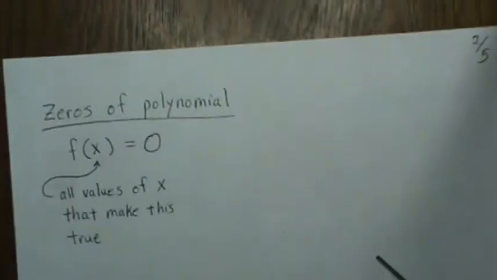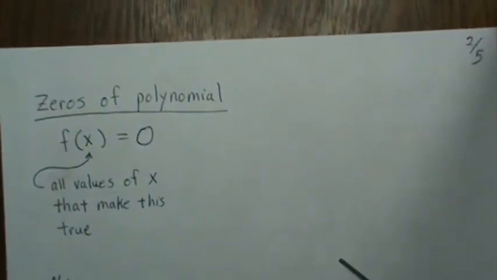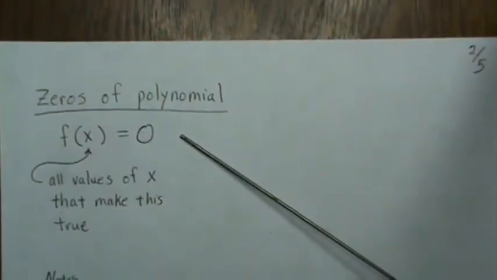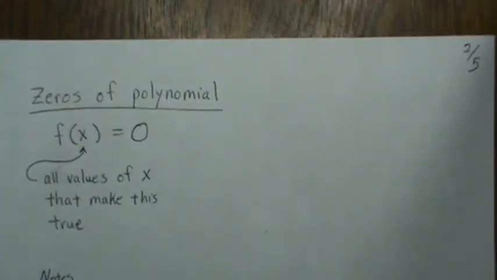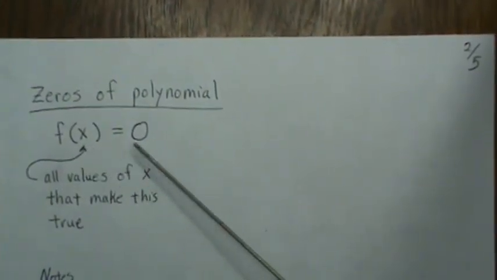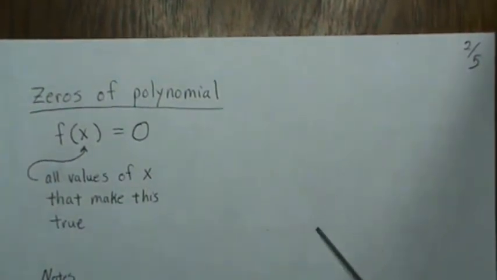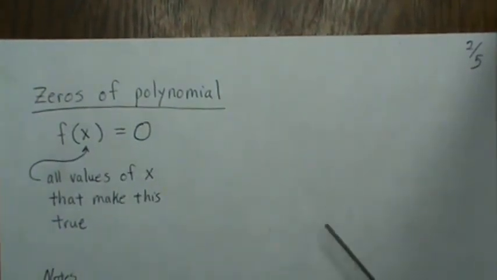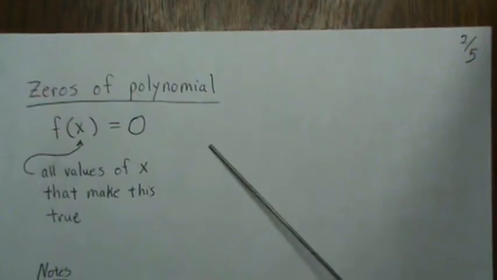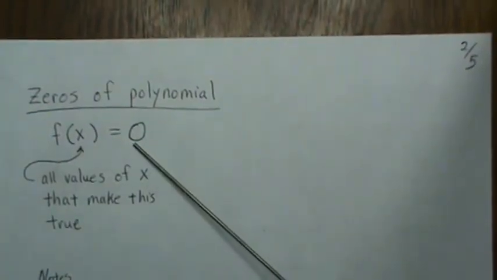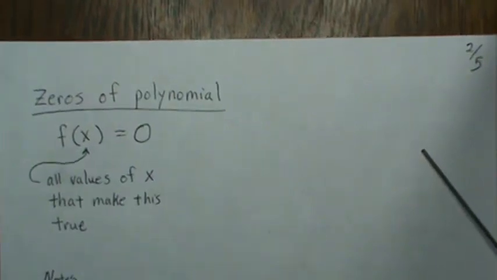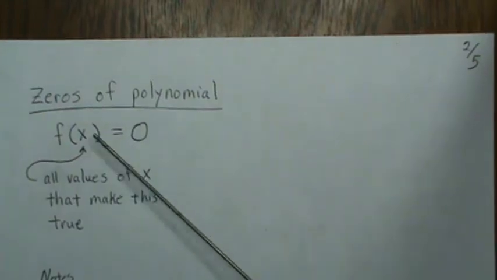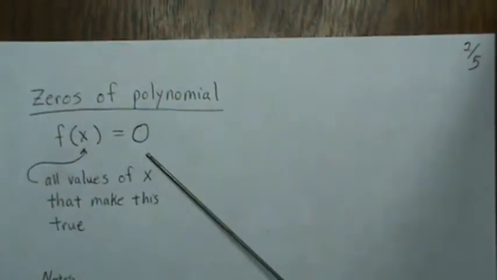Next, let's look at what are called the zeros of the polynomial. That's a fancy way of saying where it crosses the x-axis. If we look at this, f of x equals 0. If you think of f of x as y, then when y is 0, it's here. So all the values along the x-axis that make it 0. There could be multiple points. Those are called zeros of the polynomial, and it's all values of x that make this true. So there could be more than one.